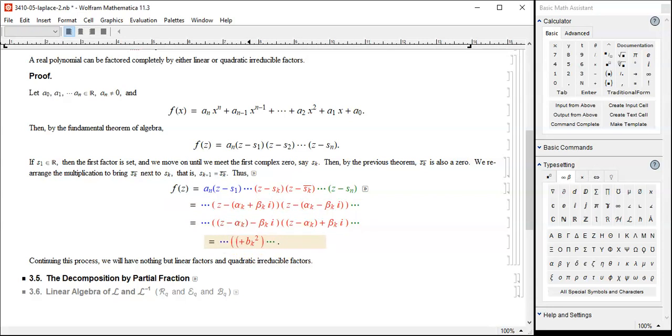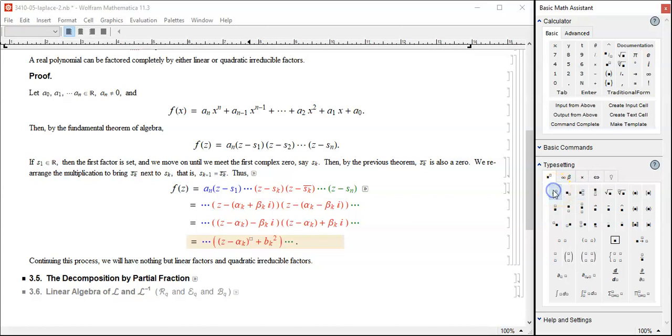Z minus alpha k, and this thing squared. Okay, did I correct everything here?